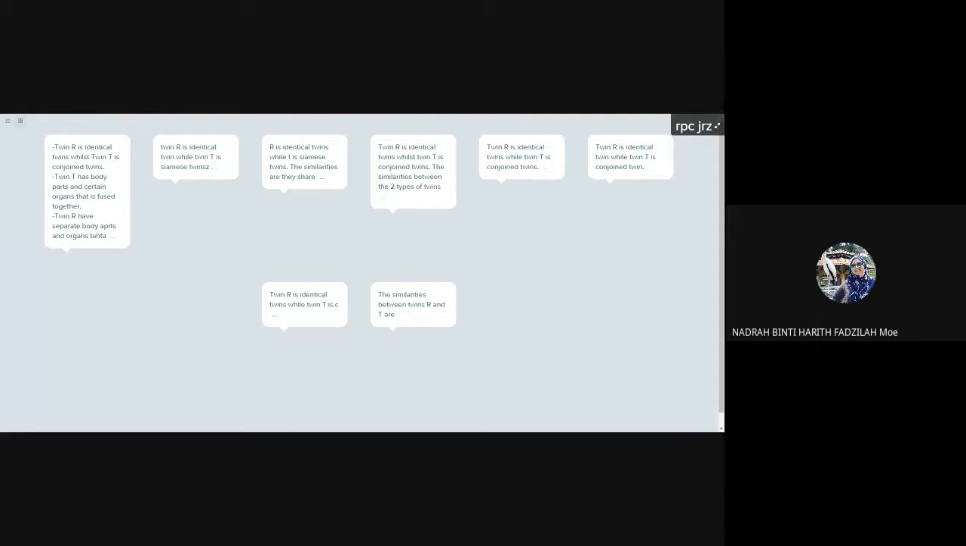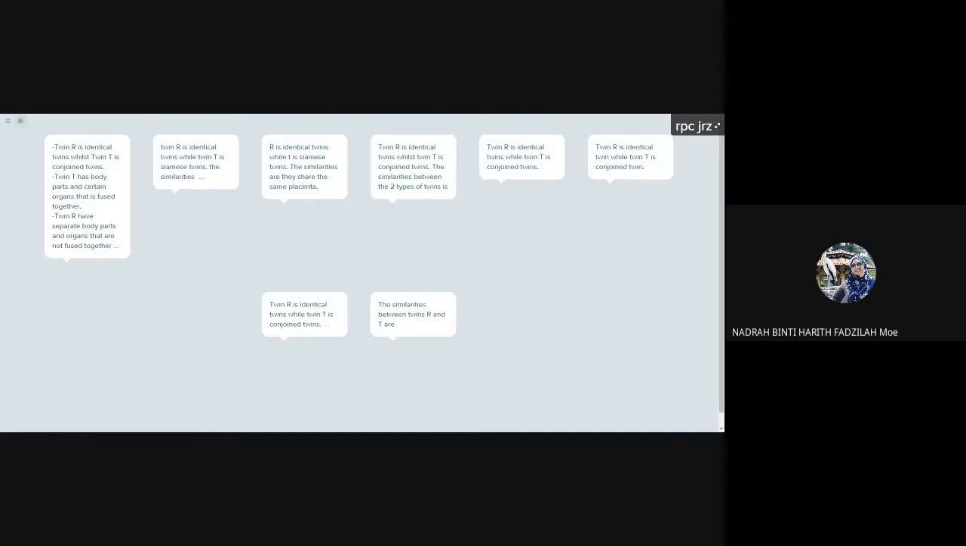Alright. So very good. Identify pun boleh. Twin R is identical twins, twin T is conjoined twins. So itu adalah difference yang pertama. So kita boleh explain dekat situ.